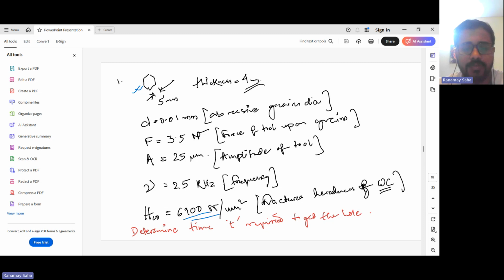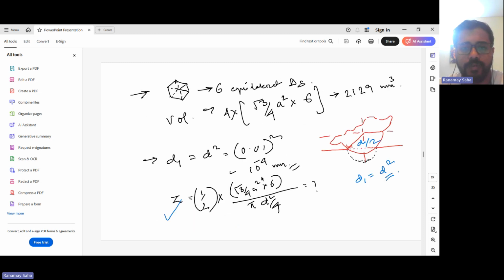So let's look at the solution now. I hope you have given it a try. So this is a hexagon. What you can do is, you have to find the area, and then the volume. So you have to find the area first.